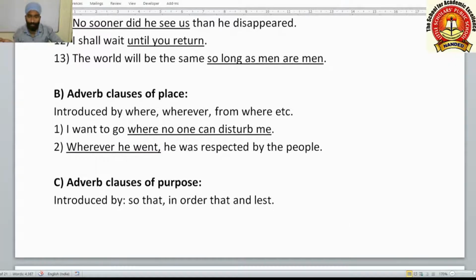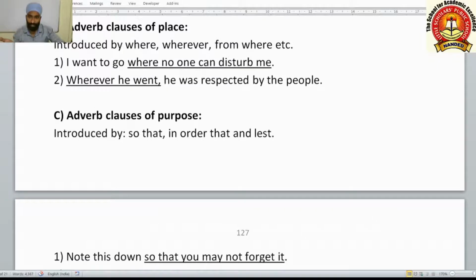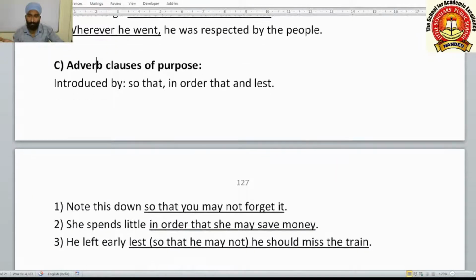Now, next one, adverb clauses of purpose. Purpose means your intention of doing some action. Purpose is very simple. Why do you do some action? The purpose of that thing. Introduced by so that, in order that, and lest. These conjunctions you have to remember. Only these conjunctions come for the purpose. They tell the purpose. So let us see the examples.